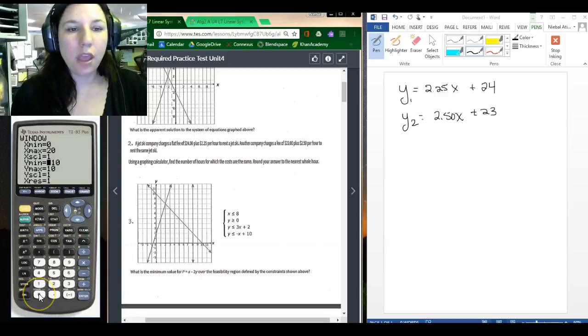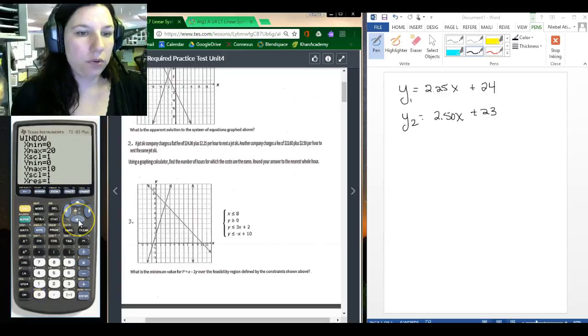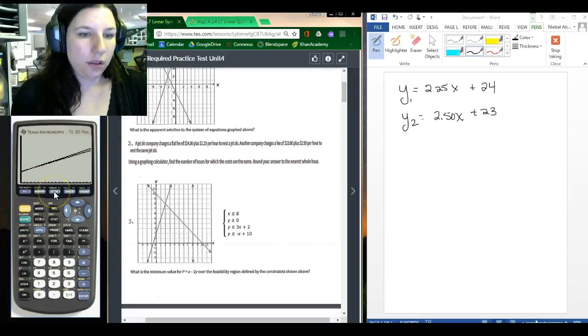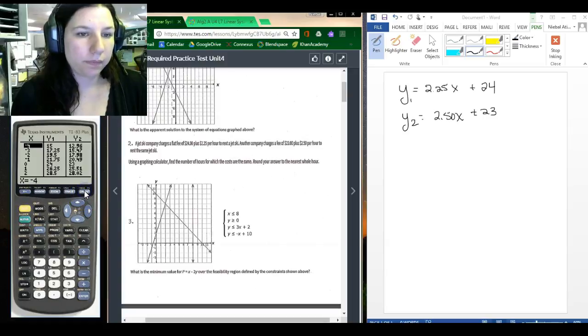And then same here, the cost is not going to be negative, right? They're not going to owe you money for riding it. And then let's make the maximum, I don't know, let's say up to $100. All right. So we want to see them crossing here somewhere. It's a little hard to see though because their slopes are so similar. So let's look at our table.